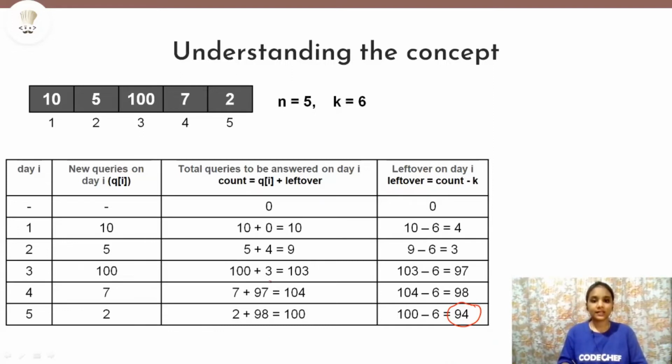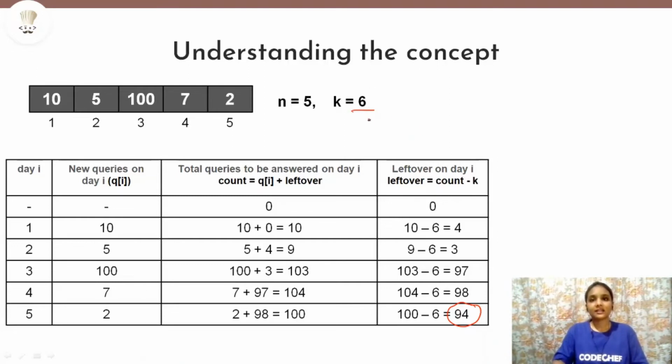As you can see that on day 3, chef has new 100 queries, and he is receiving 3 leftover queries from day 2. So the total new queries that he needs to answer are 103, which is far greater than the maximum number of queries that chef can answer. That is only 6. So definitely we can say that at last we are going to have some leftover queries. So what chef can do is that even after day 5, though he is not receiving any new queries, he can keep on answering the leftover queries.